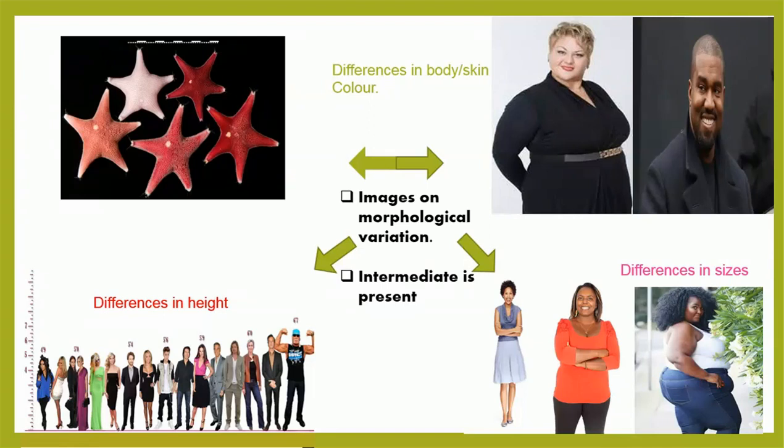Differences in sizes. So we have 3 beautiful ladies, or women, with different body sizes. One is slim, one is moderate in size, and one is big. These can be observed just by looking at them.